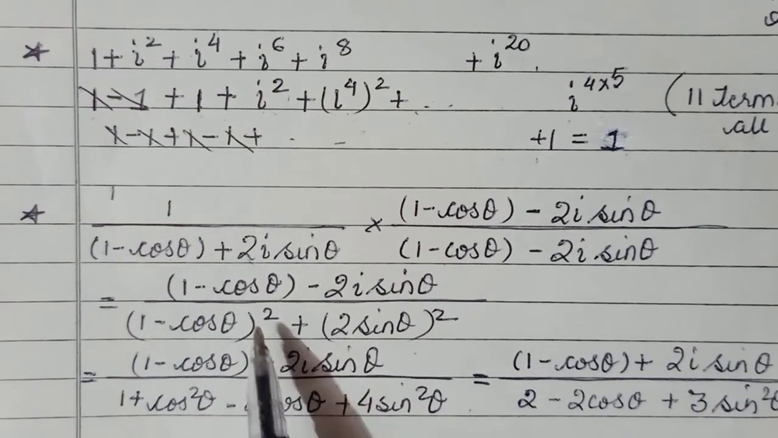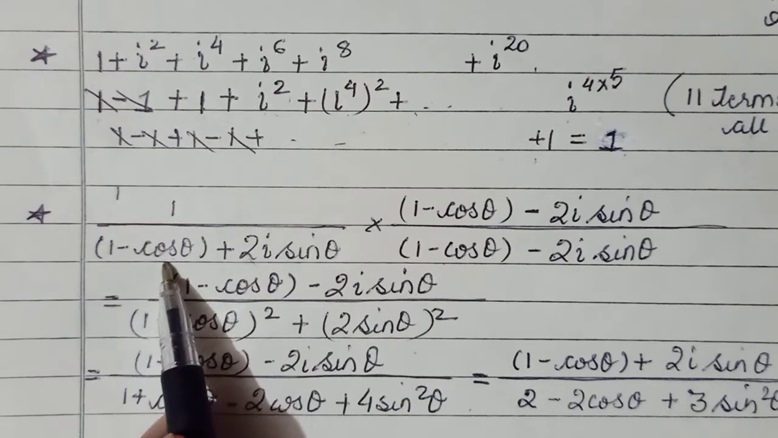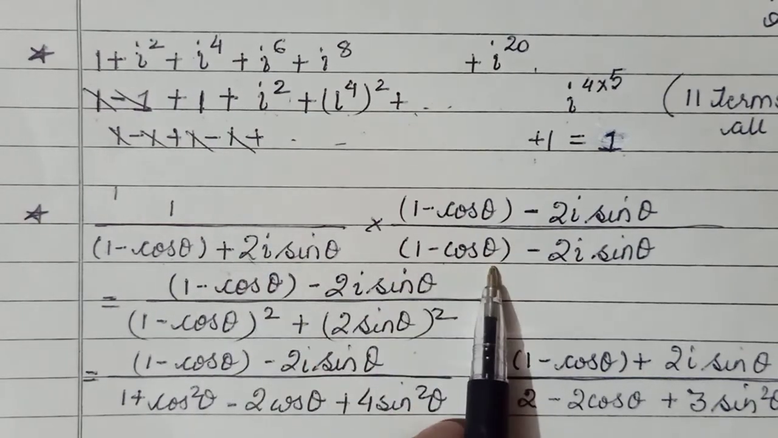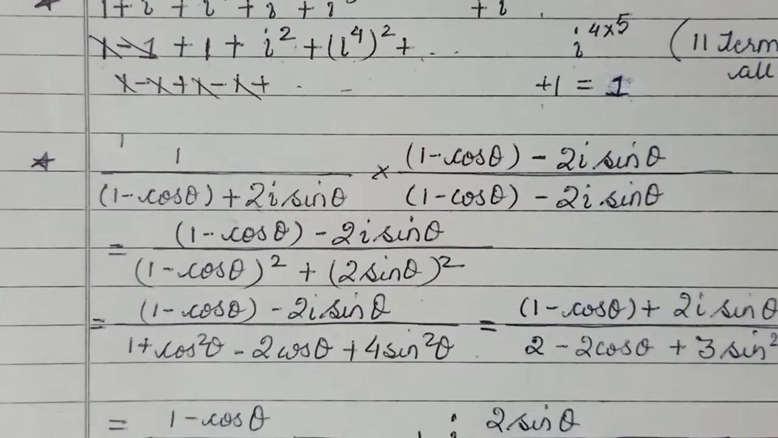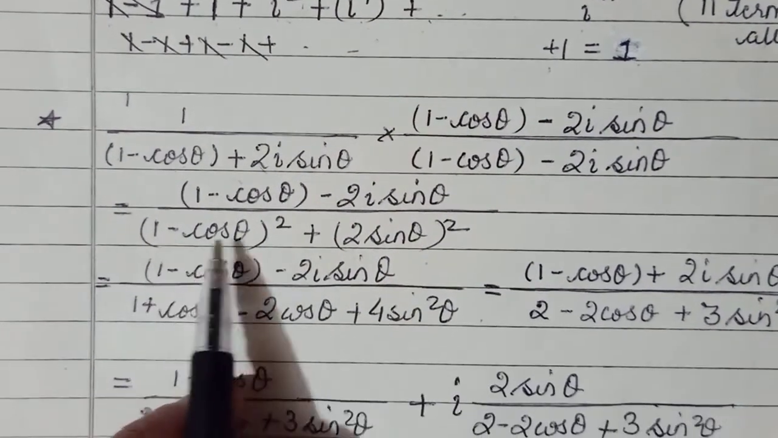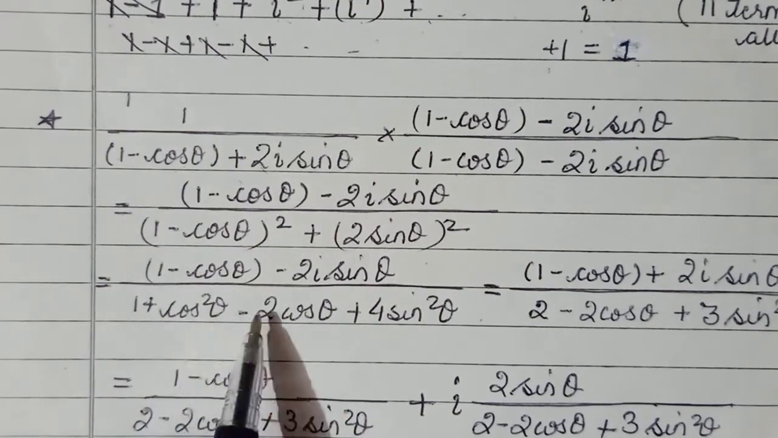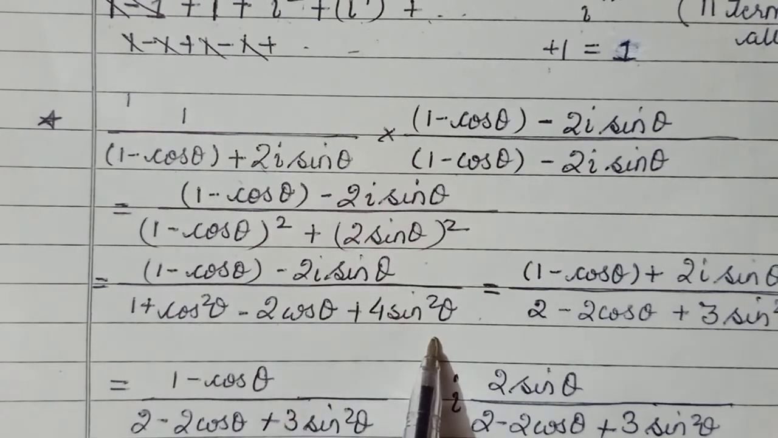Numerator will come like this, real part plus imaginary part, and real part square plus imaginary part square. Whenever we multiply a complex number by its conjugate, we get real part square plus imaginary part square. 2 sin theta इसका imaginary part था. Then just open this bracket. 1 minus cos theta whole square is a square plus b square minus 2ab. And this one 4 sin square theta बन जाएगा.